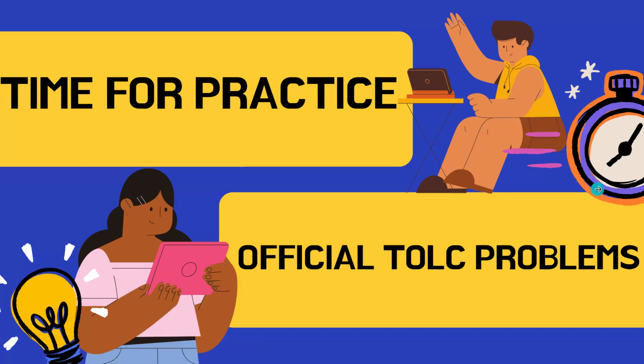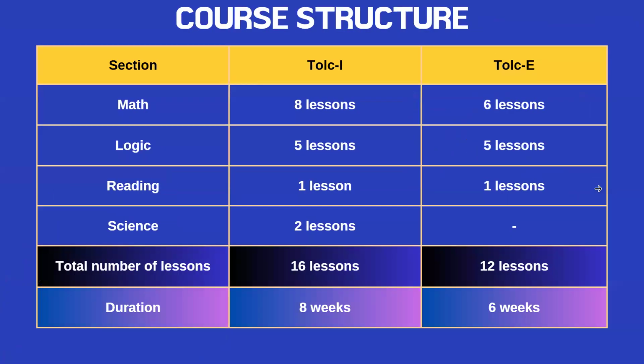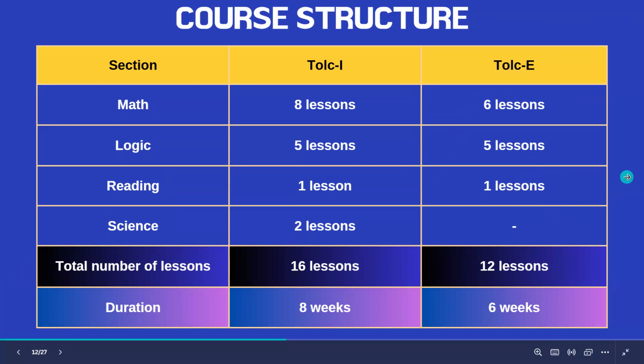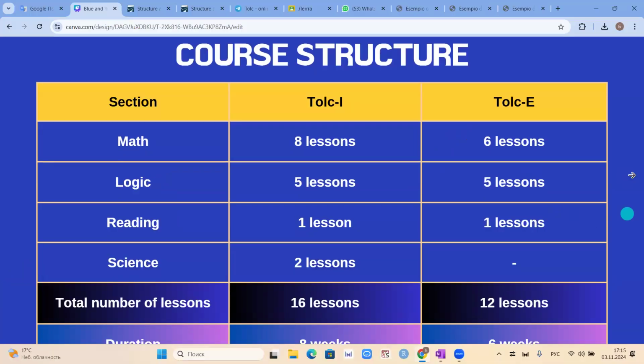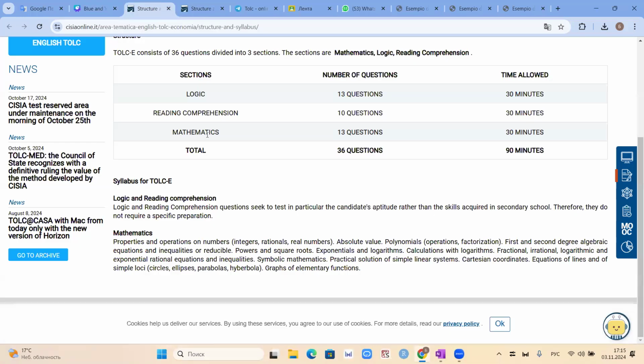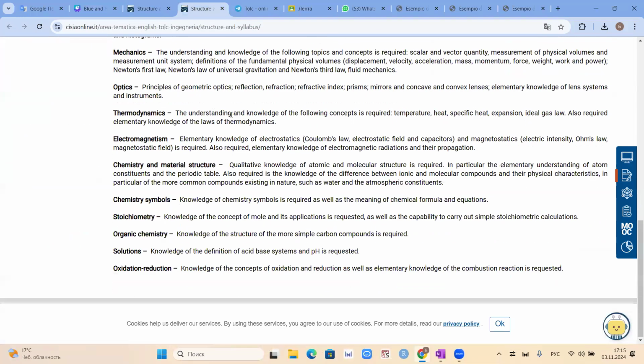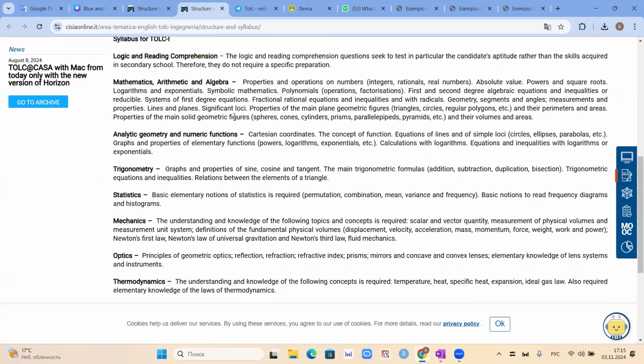Now we can start the second part of our conference. We'll talk a little bit about the course and the course structure. My course structure for TOLC-I has a total of 16 live lessons, and for TOLC-E there are 12 lessons. In TOLC-I there are more math lessons because there are more topics. We'll cover all these topics that we saw earlier. If we go back here, for these 8 lessons we'll cover everything from math.